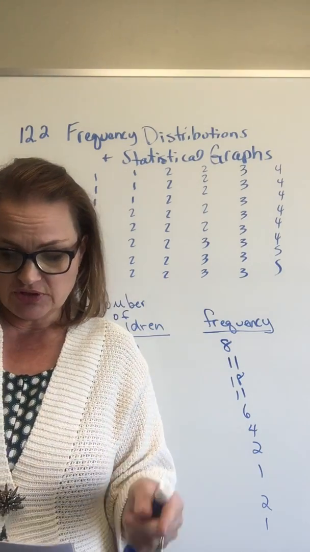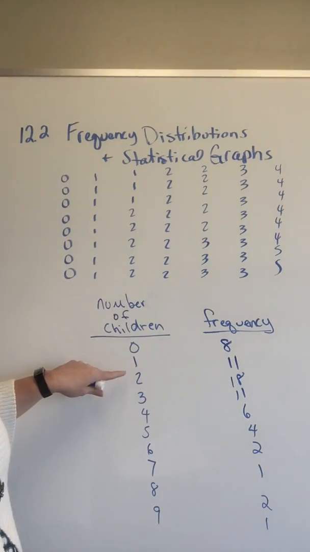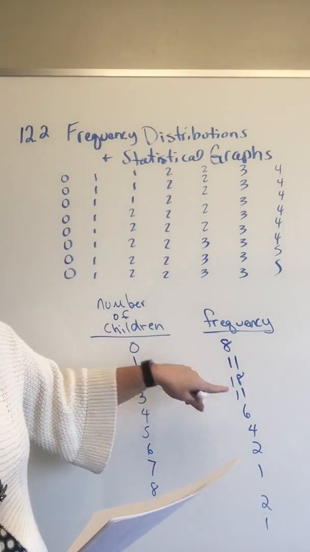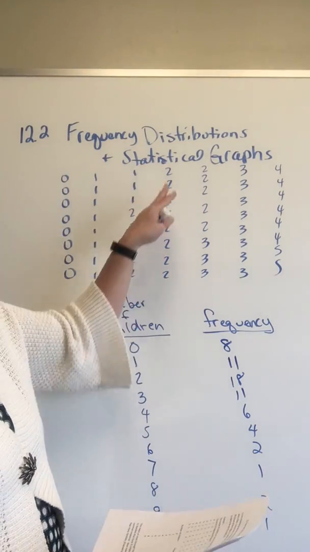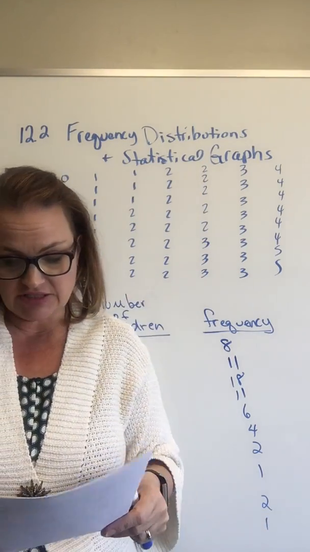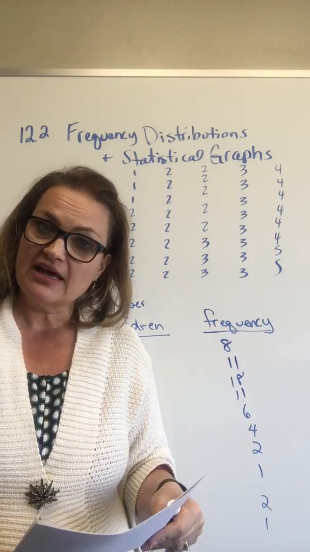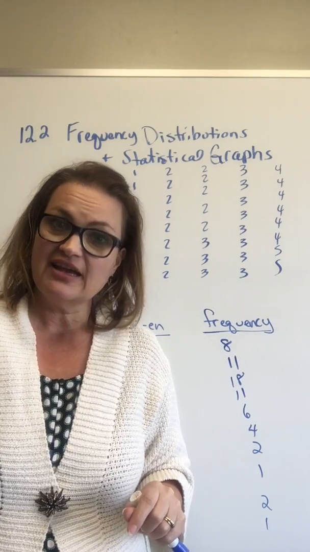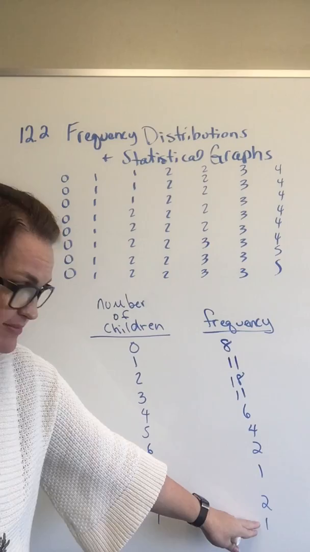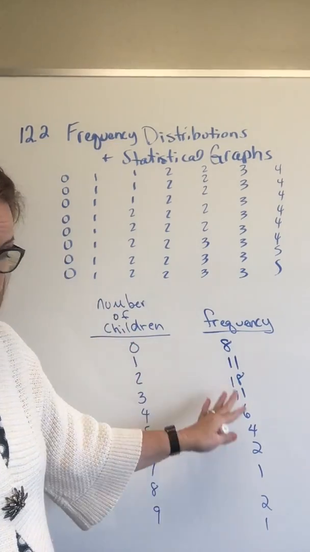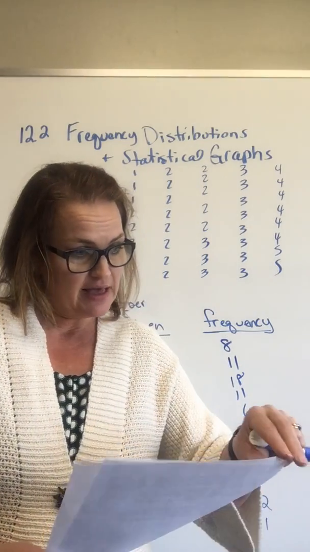So my question for you is, how many families stated they have 2 children? That was the number 18. Number 18 should be in that blank. 18 people said they had 2 children. You can also verify it by counting here. You should have 18 twos. How many families, or what's the frequency, that had 9 children? How many times did someone say they have 9 children? Just once. You can see it up here, but it's also listed on our frequency distribution, just helping us with the counting. All right, so that's that page.